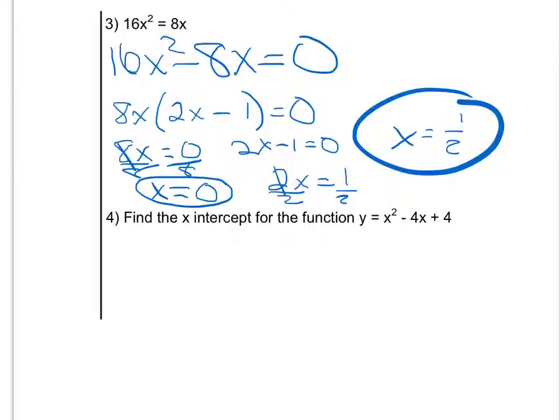Looking at example 4, I'm asked to find the x-intercepts. Well, if you remember from what we talked about previously, if I'm trying to find an x-intercept, draw a little picture over here, I'm trying to find the spot on the graph where I cross the x-axis. So in other words, where my y value is 0. So I'm going to plug 0 in for y.